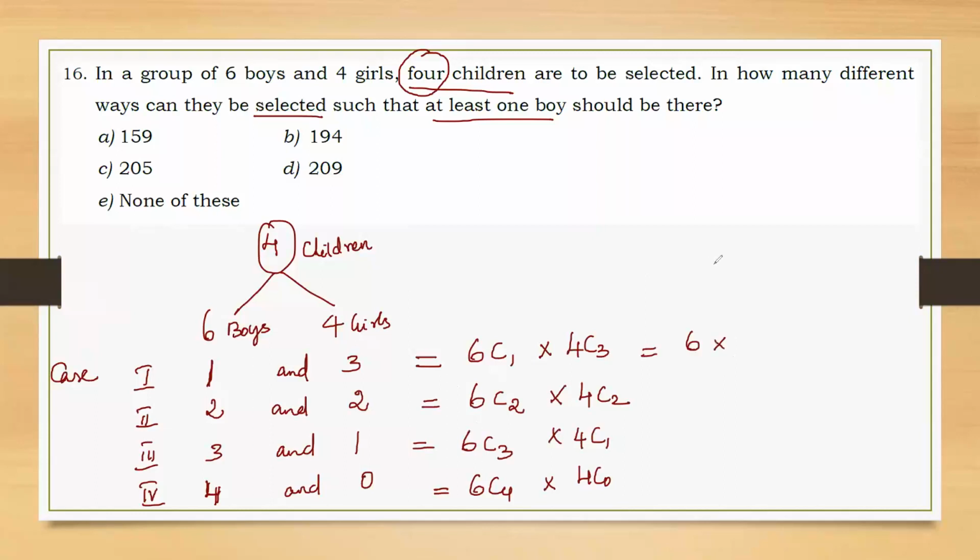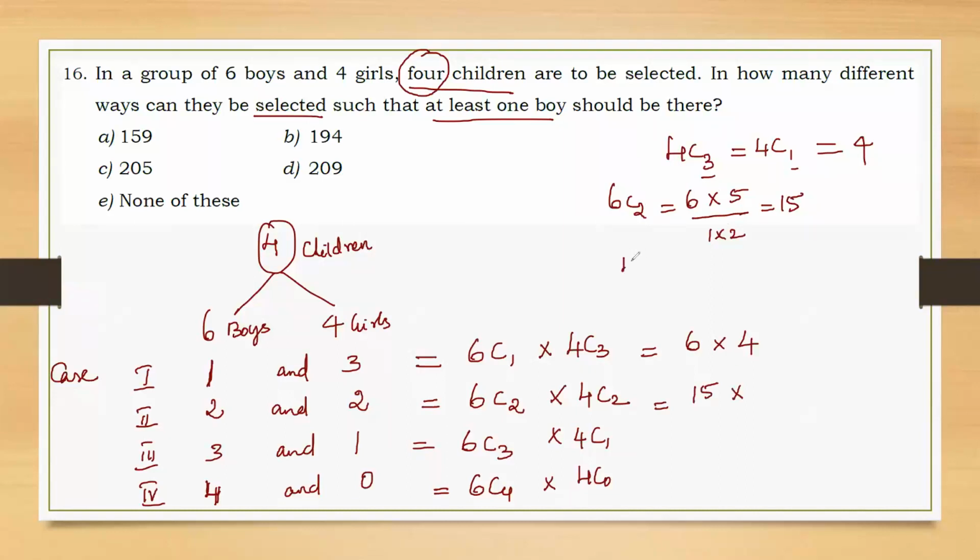6C1, what is the value? 6C1 is 6, right? And 4C3 is equivalent to 4C1. You add 3 plus 1, you get 4, right? 4C1 is 4. Then 6C2, from 6, 2 numbers, you will get 15. Then 4C2, from 4, 2 numbers, you get 6, right? So 24, here 90.